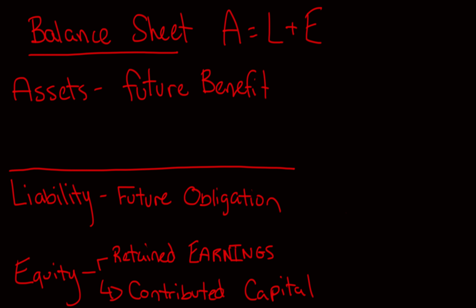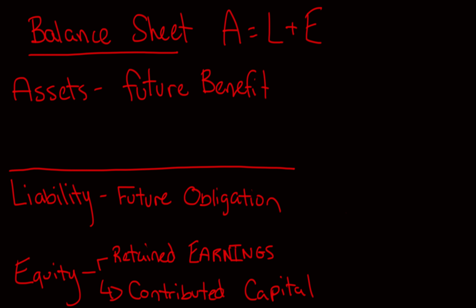A liability is a future obligation, essentially the opposite of an asset. It's something your business is going to owe at some point in the future. That could be a loan that you took out with the bank, and you're going to have to pay them money back at some point. So you have a liability, you have debt. That's on your balance sheet.